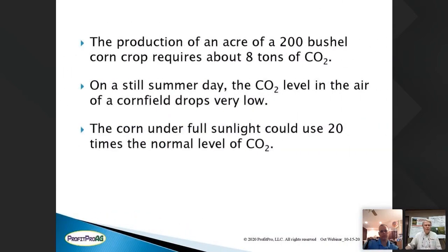So the production of an acre of a 200 bushel corn crop requires about 8 tons of CO2. Think about that. 8 tons of CO2. On a still summer day, the CO2 level in the air can drop very, very low, and it can be a limiting factor. When we're under full sunlight, it could be as much as 20 times the normal level that is really required in crop production. So again, CO2 can be the limiting factor as we look at that.